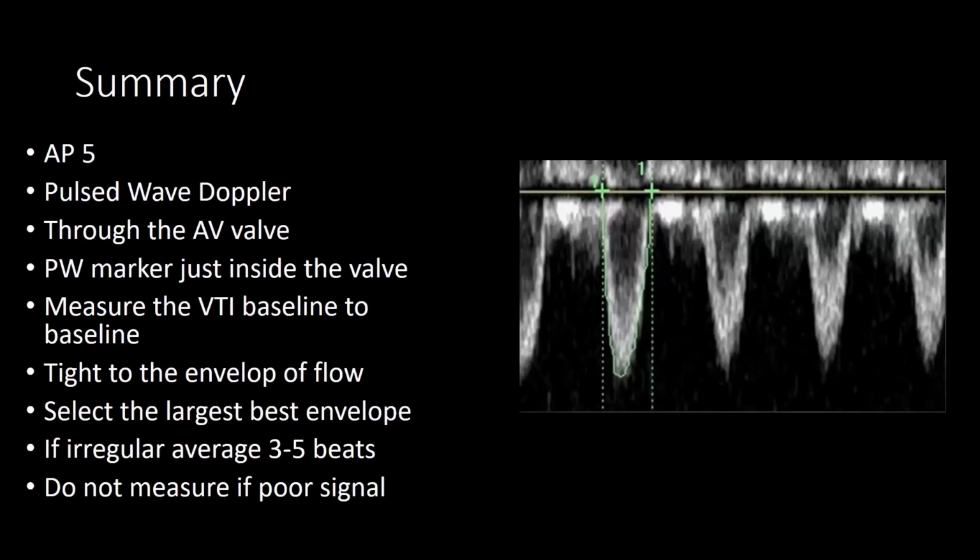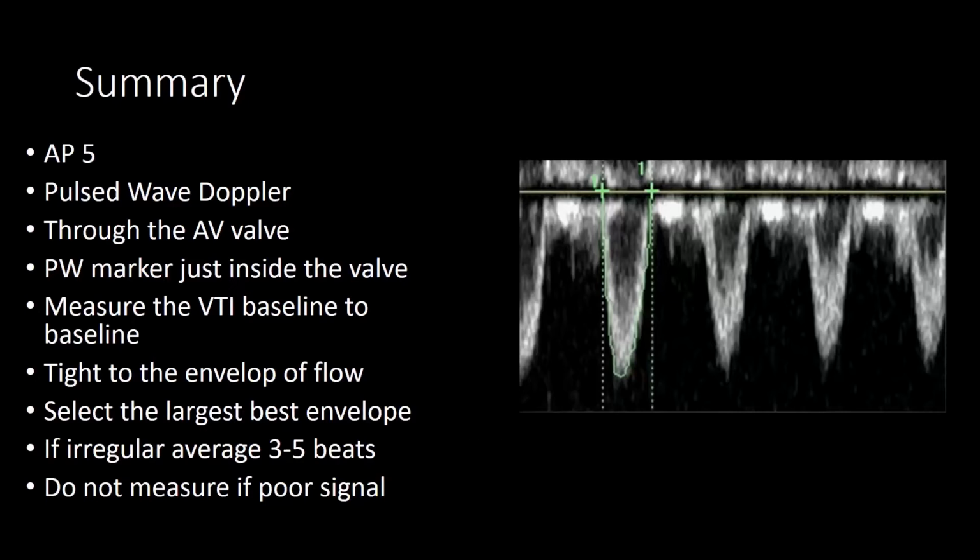The second important measurement that we learned in the first Level Up series was the LVOT VTI. This is obtained in the apical 5-chamber view. This utilizes pulse wave Doppler through the aortic valve. The pulse wave gate is just placed inside the valve. You're going to measure the VTI baseline to baseline, hugging the envelope of the curve. You're going to select the largest, best envelope for your measurement.